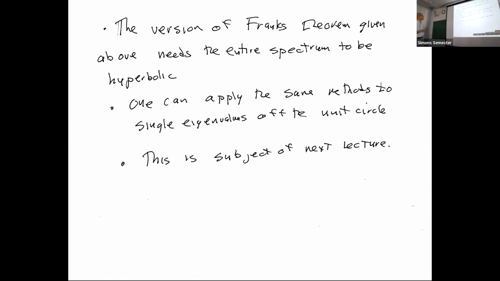So the next step here is to really squeeze the juice out of Franks' theorem. Thus far, we've had the entire spectrum be hyperbolic. But now what happens if you just have one eigenvalue off the unit circle? What can you grab or deduce from that? It turns out that just using the same basic argument with series, you can squeeze a fair amount of juice out of each hyperbolic eigenvalue. So that's where we start.